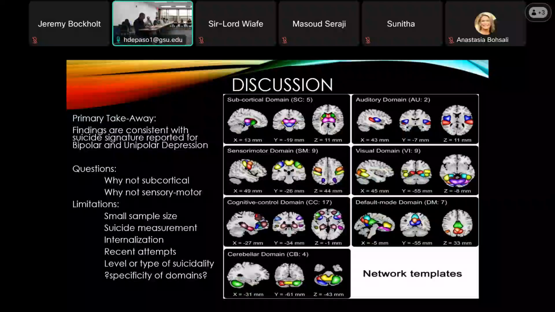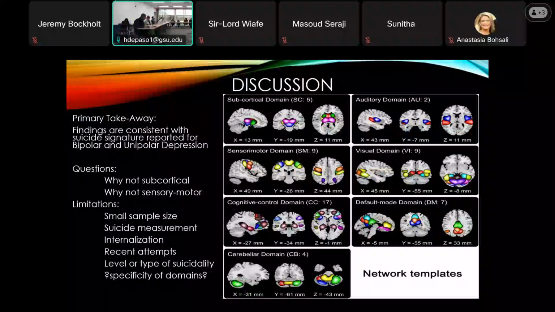Blood pressure's dropping. Discussion. Okay, so our primary takeaway was that the findings are consistent with the previous studies of people who have bipolar and unipolar depression themselves. There are some slight differences, which could be attributed to HD. The question we're wondering is why there are not some cortical measures from our typical Neuromark area, and why not sensory motor areas themselves?